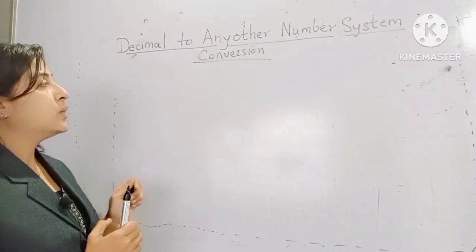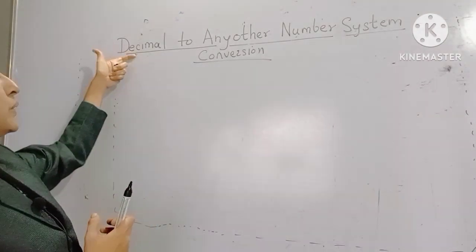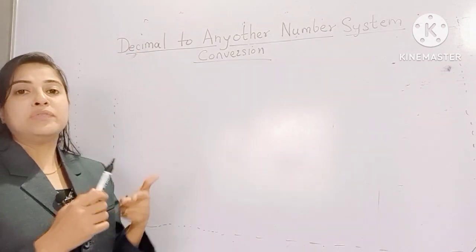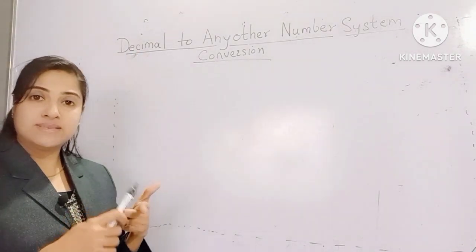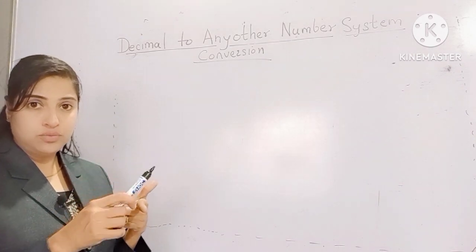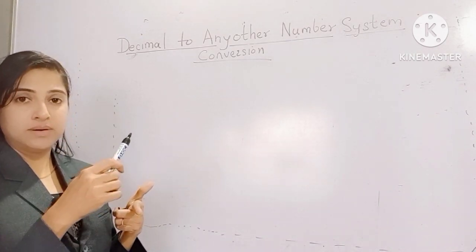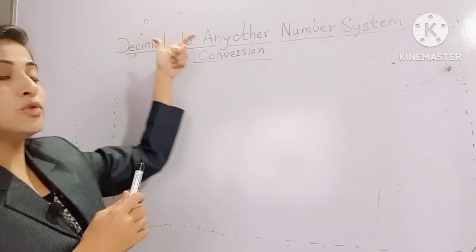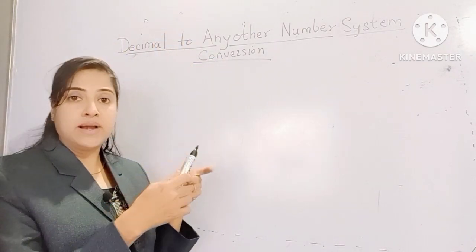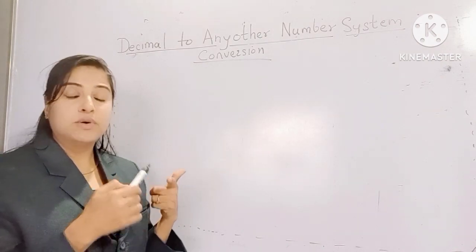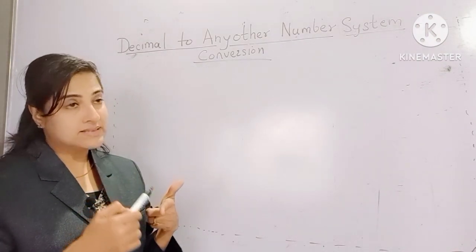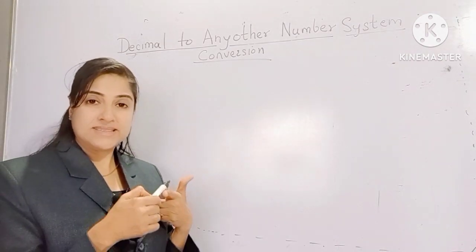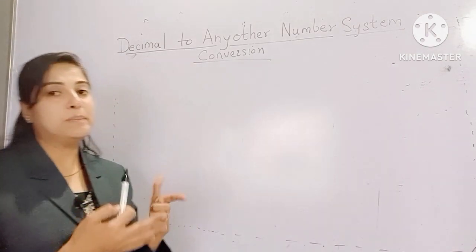The only difference is that while converting the decimal number into binary, we keep on dividing that decimal number by 2, because the base of the binary number system is 2. While converting decimal number into octal, we keep on dividing the decimal number by 8, because for the octal number system the base is 8. And for hexadecimal number, we take help of 16. For the hexadecimal number, the base is 16.